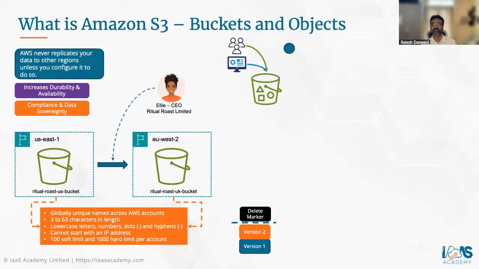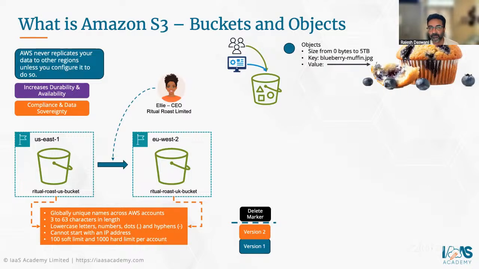Let's talk about objects. When you create an object, the object can be anything from 0 bytes to 5 terabytes in size. Objects are defined as key-value pairs. The key is the name of the object, so in this case blueberry-muffin.jpg, and the value is the data that is held in binary, which in this case is a nice blueberry muffin. So it's an image.